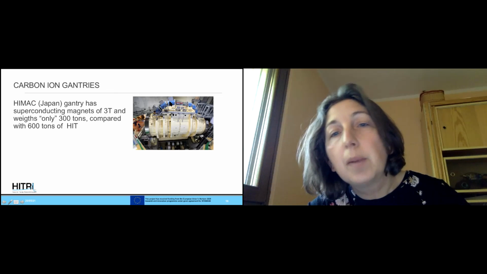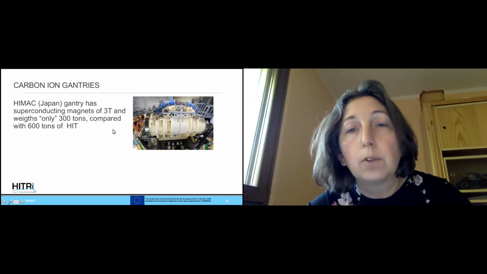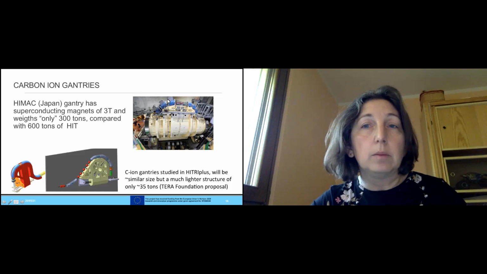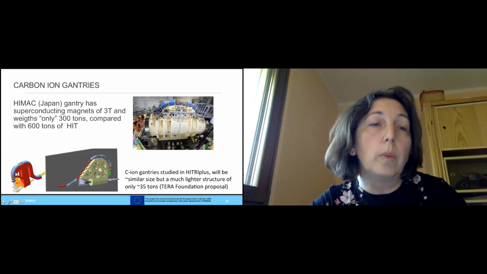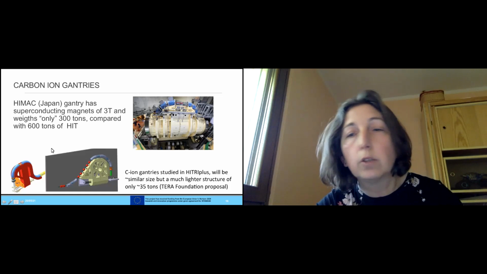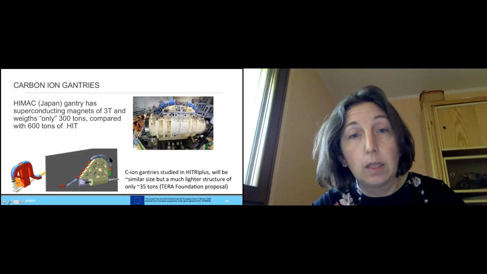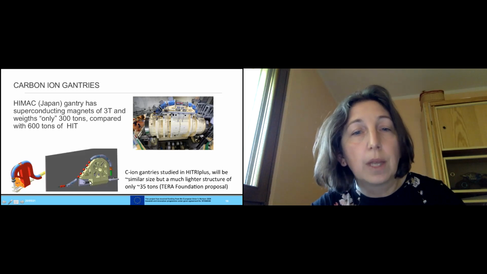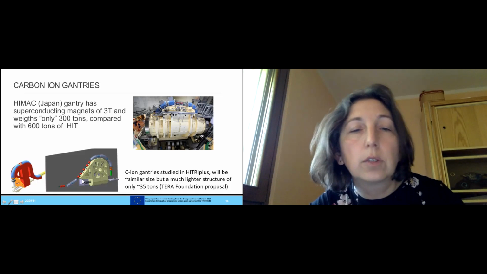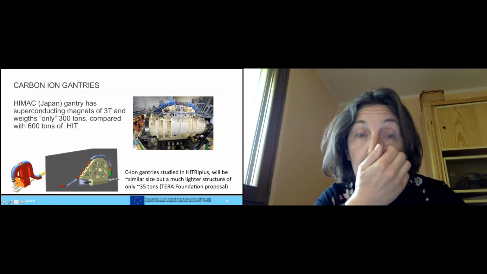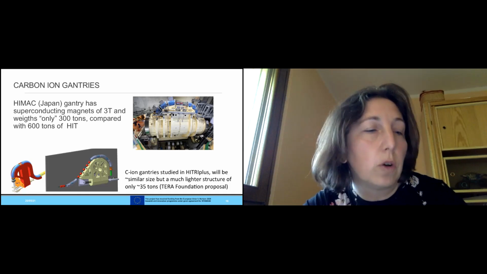Now, within HITRIplus and for CEAST and for other facilities, we are studying an even more compact system based on similar dipole magnets or more complex. We want to reduce the weight of the structure and make it a factor 10 lighter. And this is achieved with a very special structure that is attached to the wall and therefore rotates less than the full 360 degrees.